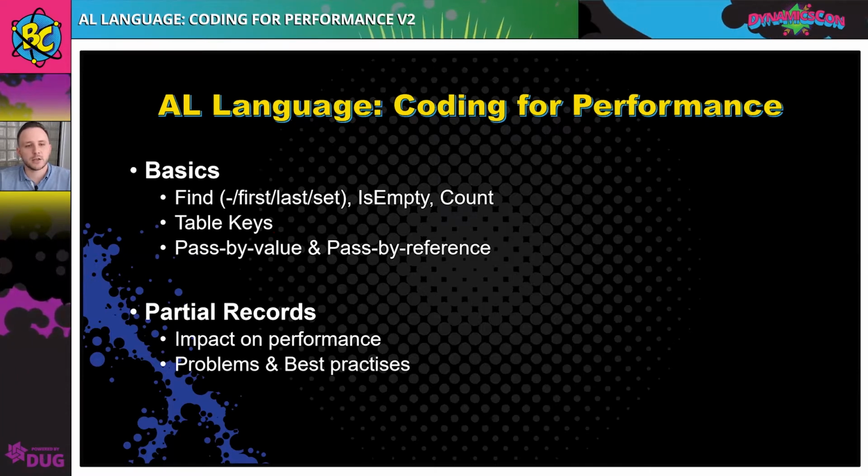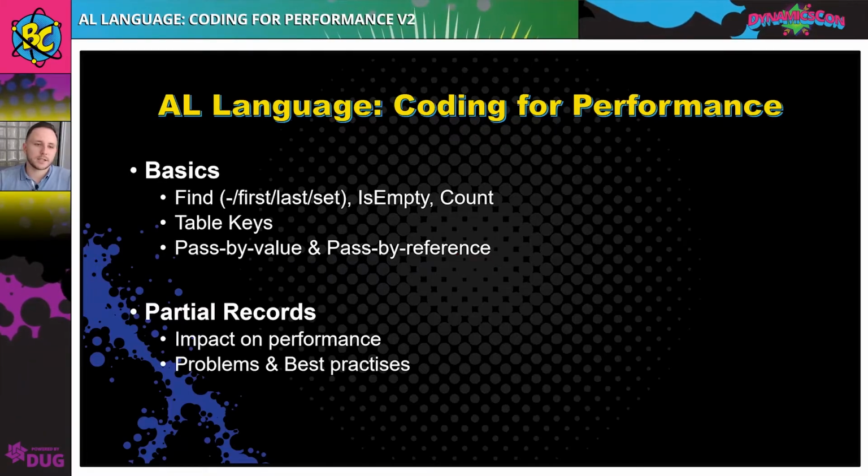in Business Central 2021 version 1, and also how they will be changed in the future version, the upcoming version 2021 Wave 2. And then the last thing from the basics is the difference between pass by value and pass by reference, especially its connection with procedures.